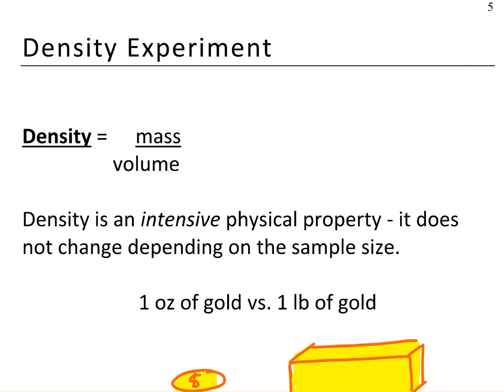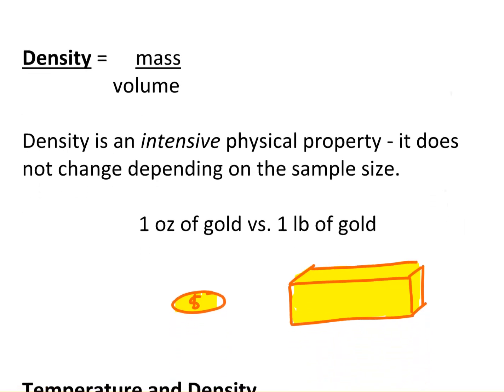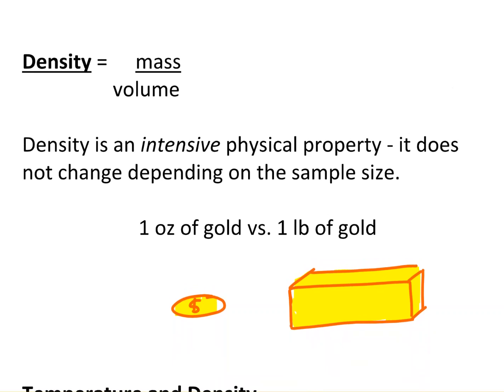Density is an intensive physical property. That means that the density of a substance is the same no matter what the sample size is. Now we will see how density can vary with temperature, but if the temperature is set, it doesn't matter how big of a piece of the material you look at. As long as it's the same substance, the density is the same.